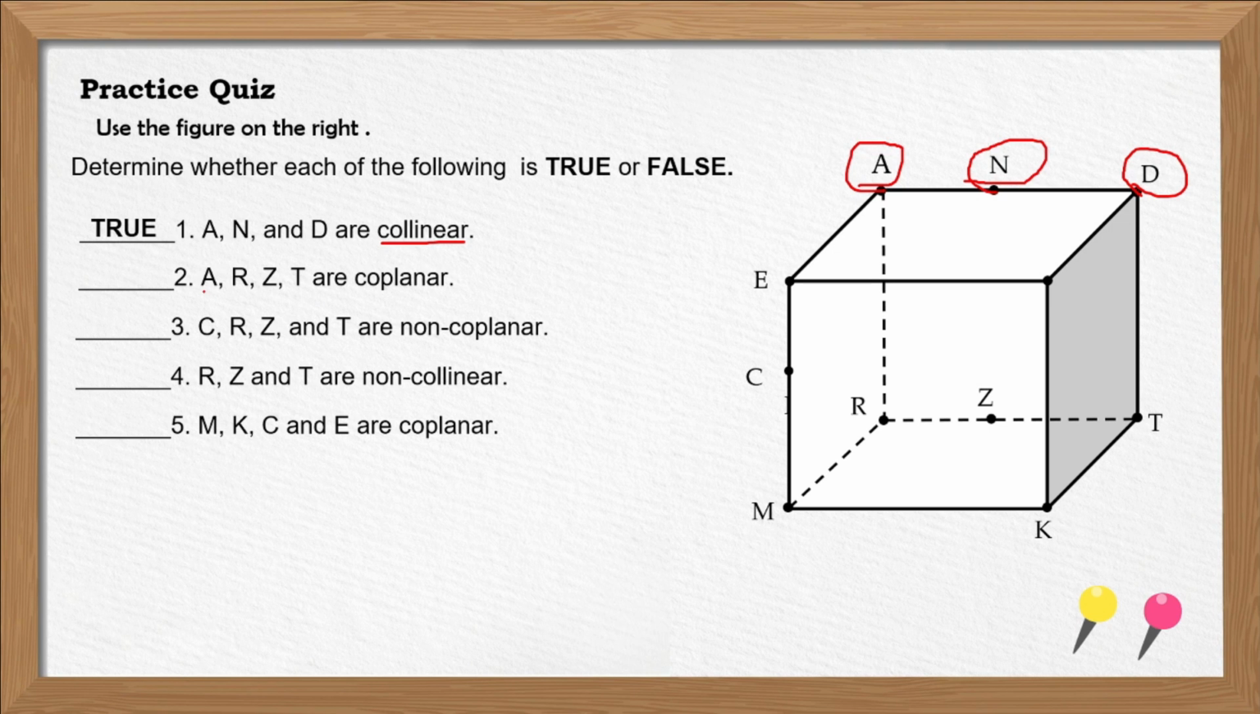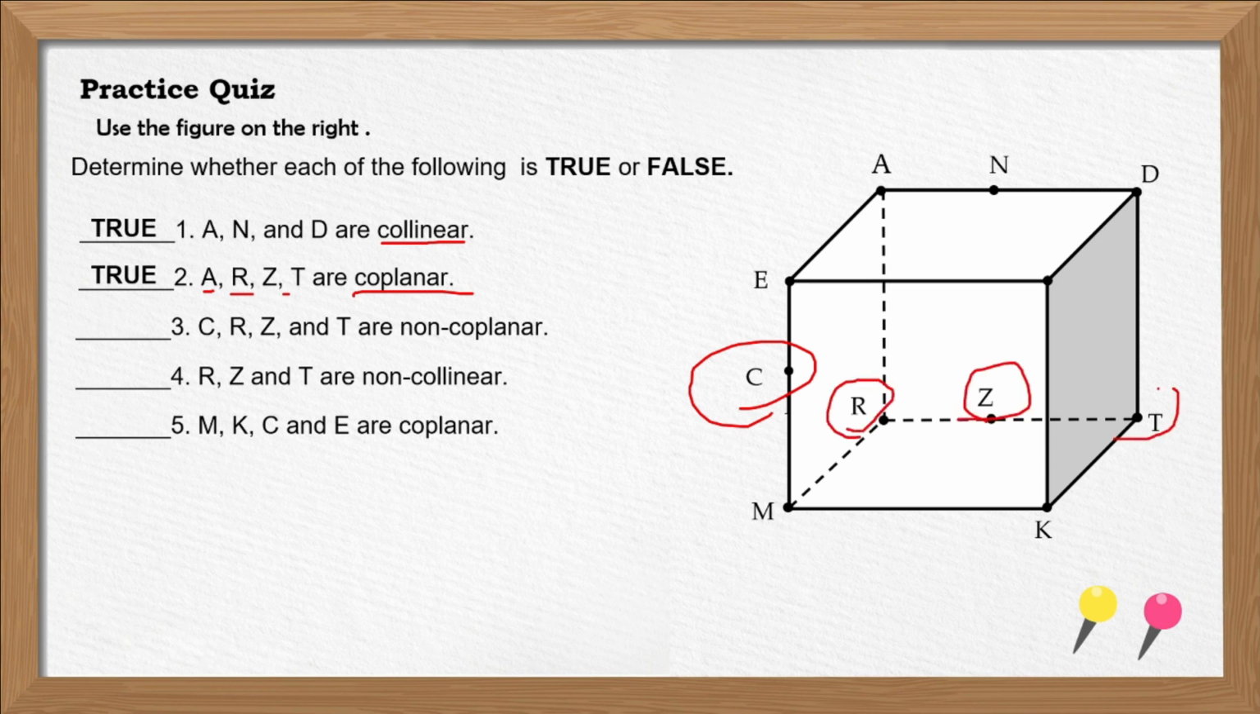Number 2. A, R, Z, T are coplanar. They are on the same plane. Therefore, they are coplanar. So the answer is true. Number 3. C, R, Z, and T are non-coplanar. The keyword is non-coplanar. As you can see, they do not lie on the same plane. Therefore, they are non-coplanar. So the answer is true.